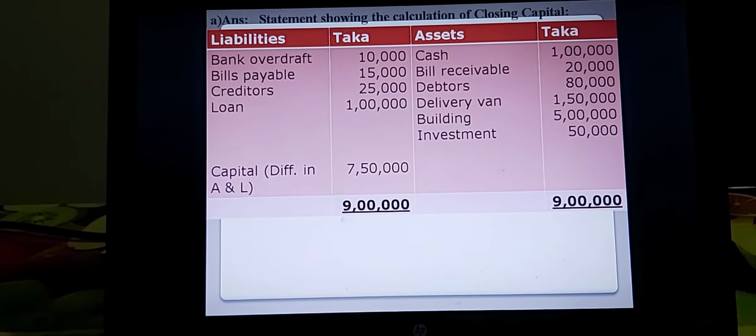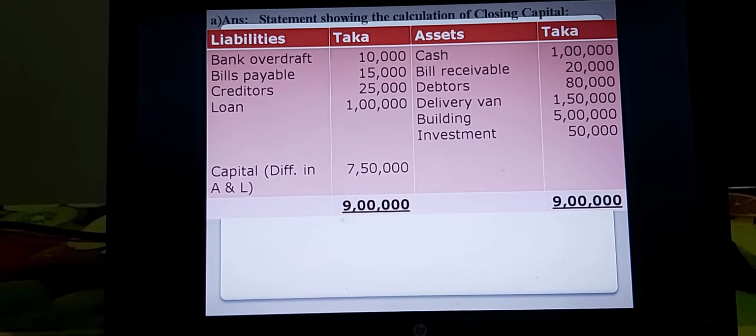Dear students, I think you have written your accounting practice copy or solving copy from this slide. Now we can go to the next requirement, Requirement B.